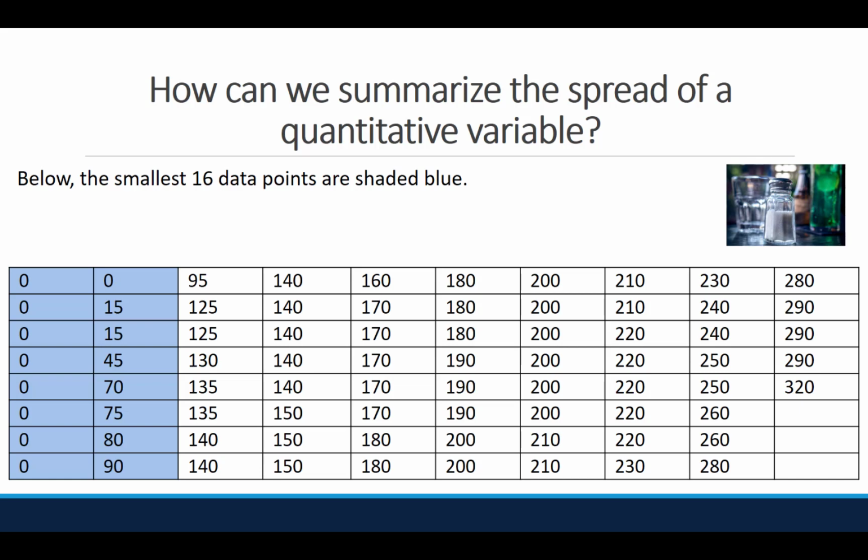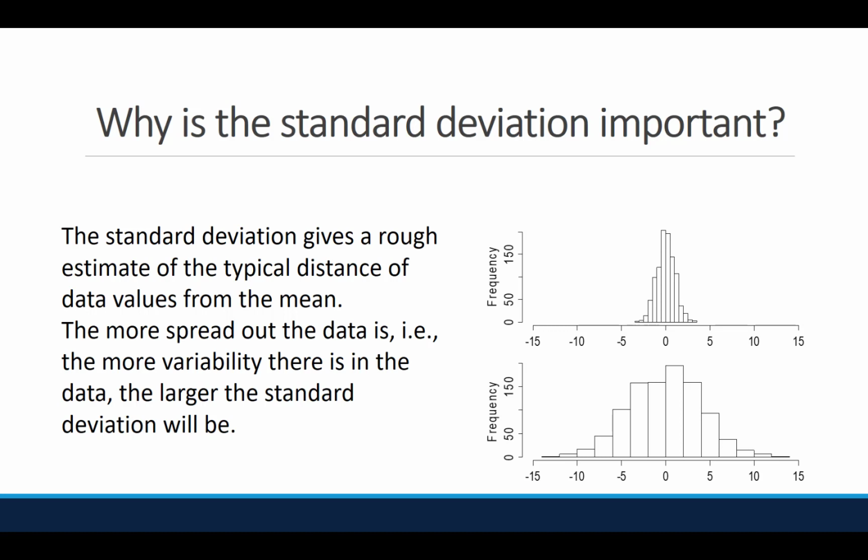Why is the standard deviation important? The standard deviation gives a rough estimate of the typical distance of data values from the mean. The more spread out the data set is, in other words, the more variability there is in the data, the larger the standard deviation will be. Comparing the two plots, the top data set will have values that are close to one another, in other words, a smaller standard deviation, and the bottom will have values that are further apart.